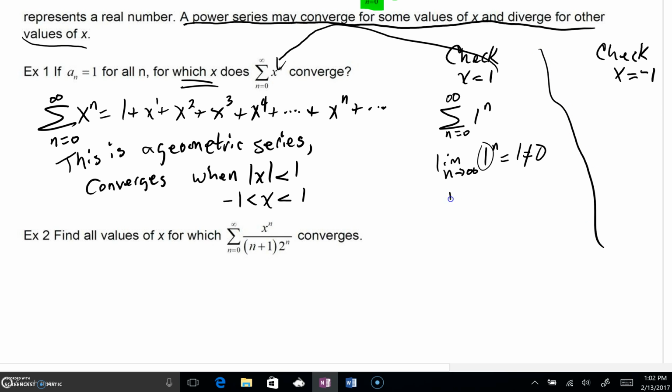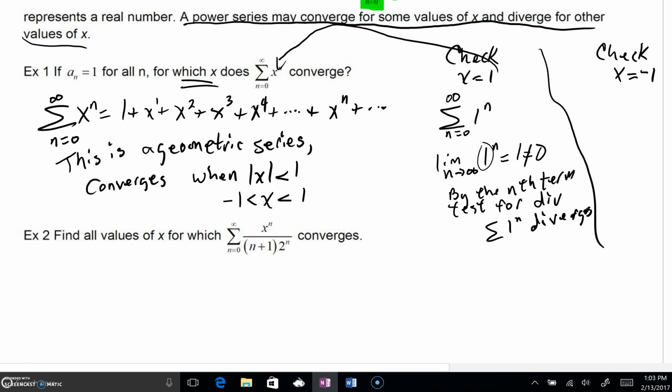So what's happening here? We can say by the nth term test for divergence, this series diverges.